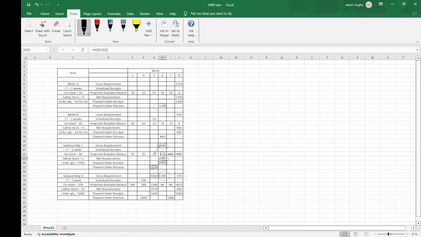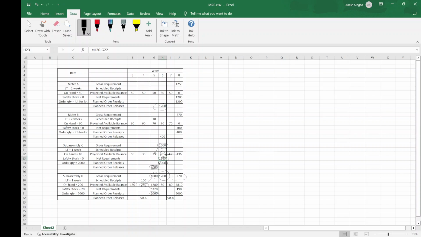Now projected available balance on hand was 200 and safety stock was 20, so 180 is on hand, and 100 was scheduled in the 4 weeks, so 280 is in our hand. Now after that 400 is needed, right? So how much was the net requirement? 400 minus 280, 3720. Now 3720 is required. We can order only on 5000 quantity. We will order here. So here we need the order.